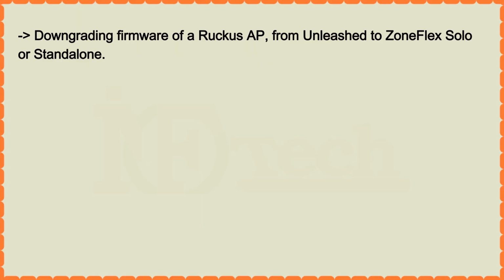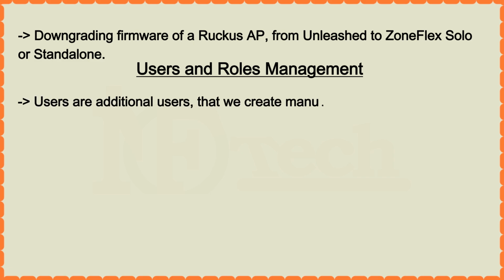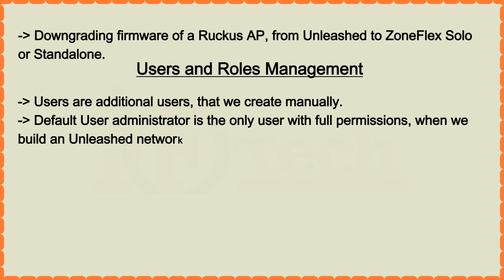In this video, I will be covering the following topic: users and roles management. Before proceeding towards the practical section, let me briefly explain what users and roles management is. The users are additional users that we create manually. By default, when we build an Unleashed network, there will only be an administrator user with full permissions. Other than that, we will have to create additional users manually, so that they can also log into the Ruckus Unleashed web management interface to perform the assigned tasks.